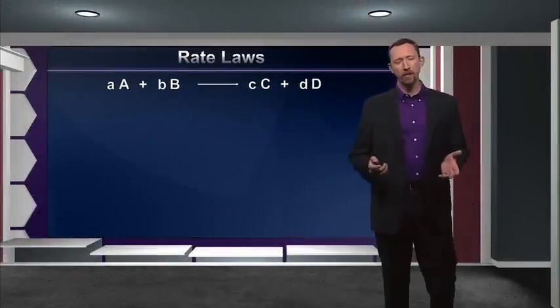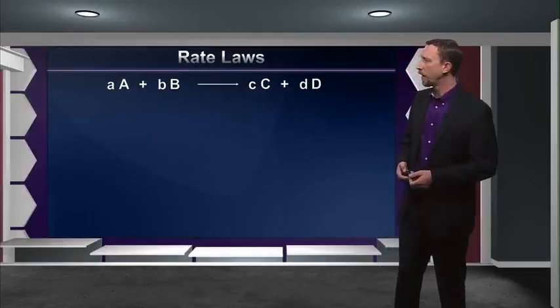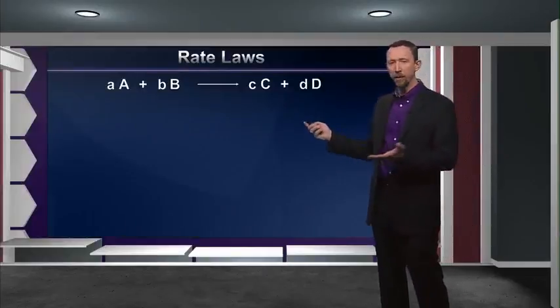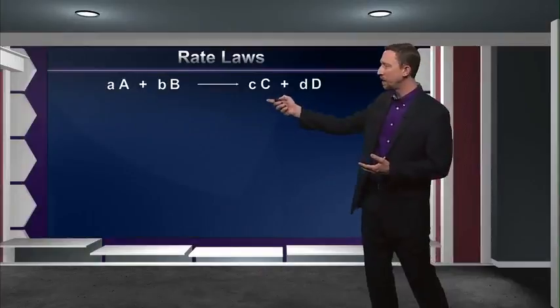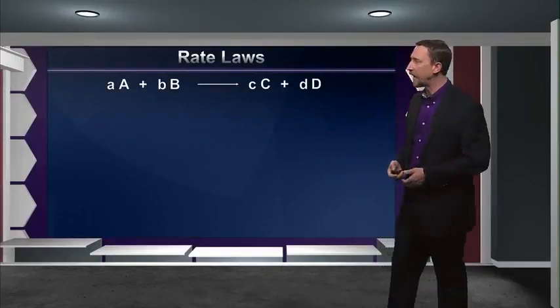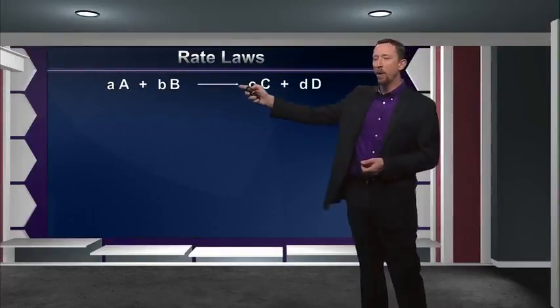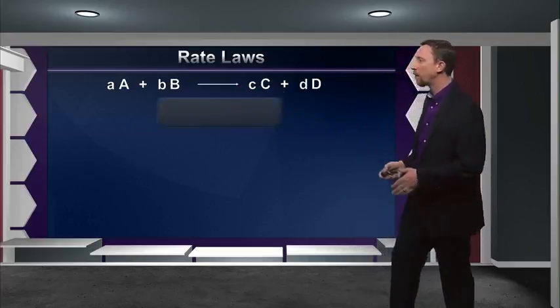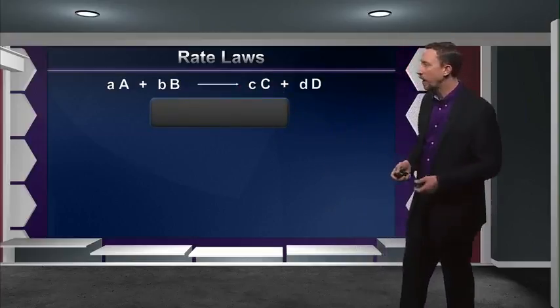Let's consider the rate law for a generic reaction here. A reaction in which a moles of A reacts with b moles of B to form c moles of C and d moles of D. I've indicated it with one arrow only pointing towards products. And we're going to use this reaction to estimate what its rate law is.